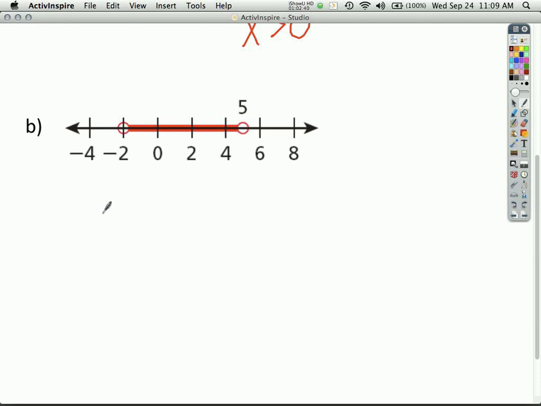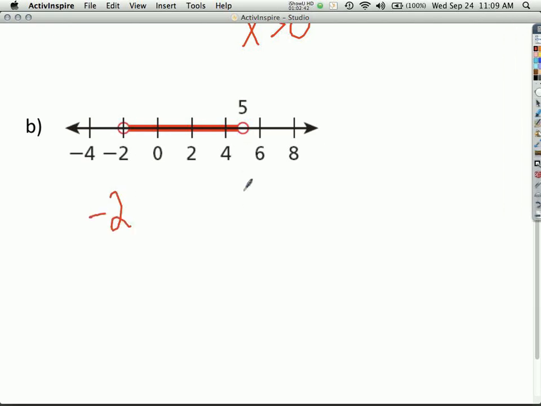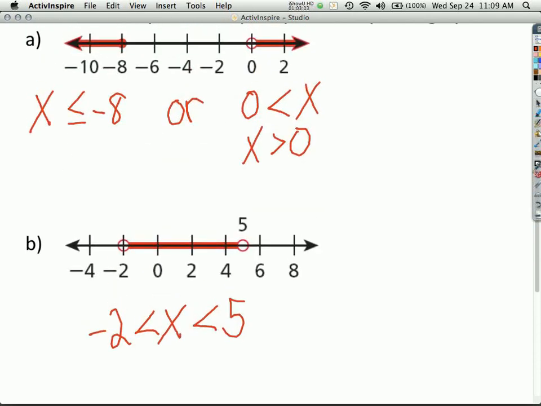The and is equally easy. Start with the numbers. -2, 5. Where does the x go? In the middle. This tells you the symbol. That tells you the symbol. Not hard. So that's going in reverse. So this was the first time we started at the graph and went to the inequality. Anyone have any quick questions about that?